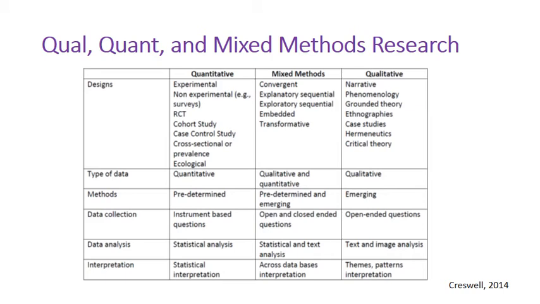So again, you're looking at numbers. Whereas for qualitative, it's text or a bunch of words that are analyzed. And you can also analyze images. And then for mixed methods, it's both statistical and text analysis. And finally, interpretation for quantitative research: it's statistical interpretation. For qualitative, you're looking at themes, patterns, and interpretation by the researcher. And then for mixed methods, it's across databases interpretation.